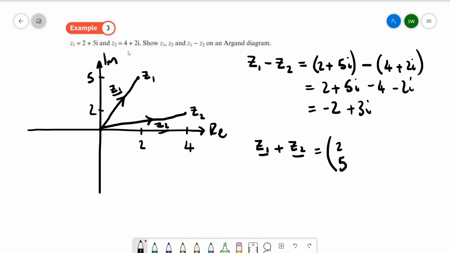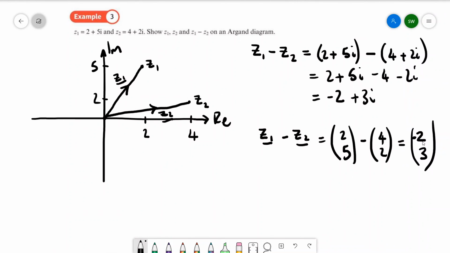So what we want to do is the vector Z1 minus the vector Z2. So that's going to be 2, 5, and then minus the vector for Z2. The vector for Z2 is 4, 2. And you can see that we're going to do the same calculation. Here we did 2 take away 4, here we're going to do 2 take away 4 to get the real part, which is minus 2. And to get the imaginary part, we're going to do 5 take away 2, which is 3. So we get the same answer. Sorry, that should be minus 2. And this vector here represents the position vector of this complex number. So the answer is minus 2 for the real part, and the imaginary part is 3.